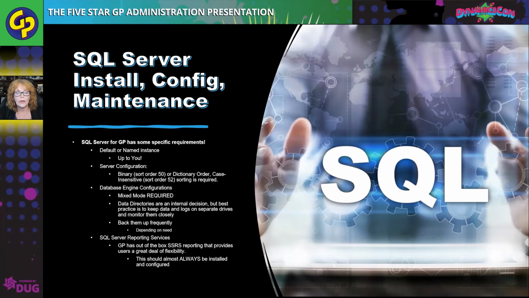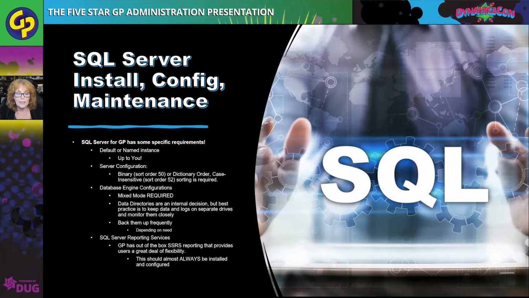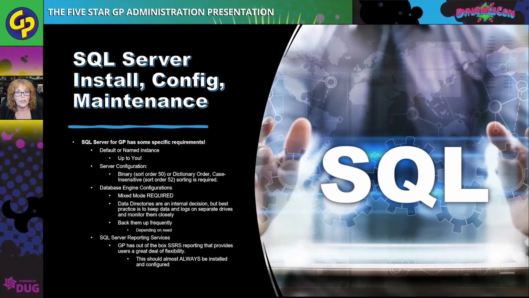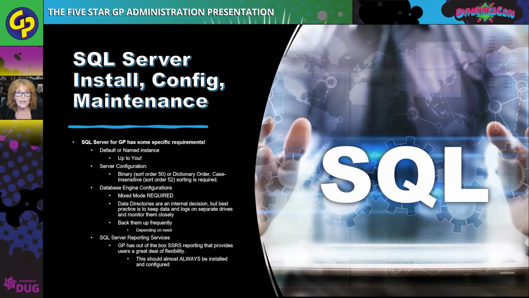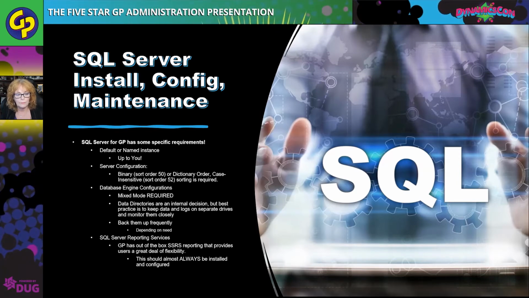So when you install it, there are some requirements for the installation. Binary sort order 50 or dictionary order, case insensitive, standard, I know, but mixed mode is required. And data directories are an internal decision, but the best practice is to make sure your logs and your backups and your data files are going to different drives on the same server. And let's not forget, make sure you're keeping backups external to your organization for disaster recovery in the event of a ransomware attack or what have you. Make sure you're keeping nightly backups external to your organization.